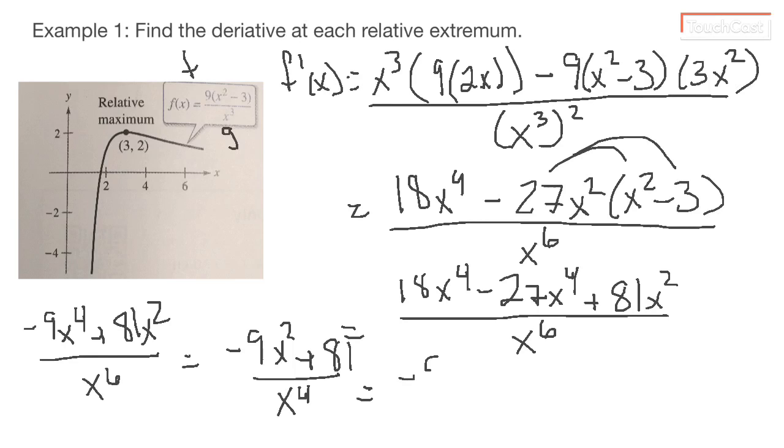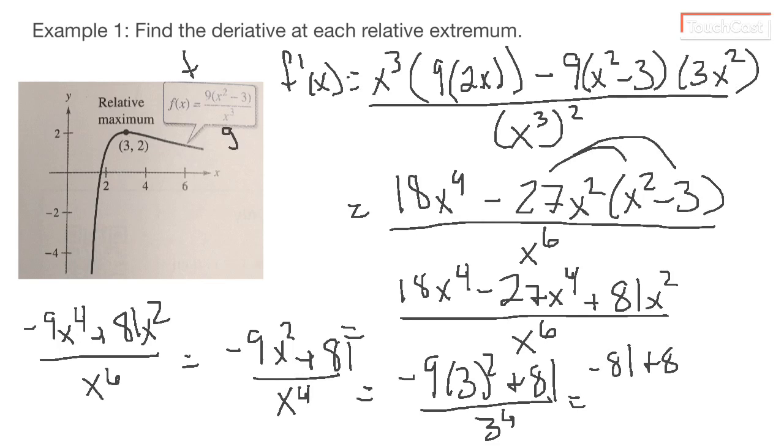So we're going to have negative 9 times 3 squared plus 81 all over 3 to the fourth. 3 squared is 9. 9 times negative 9 is negative 81 plus 81 over 3 to the fourth, that's 81. Which is going to give us 0 over 81, which we know is just 0. That's going to wrap up that first part of this example 1. We're going to look at 2 more pictures.